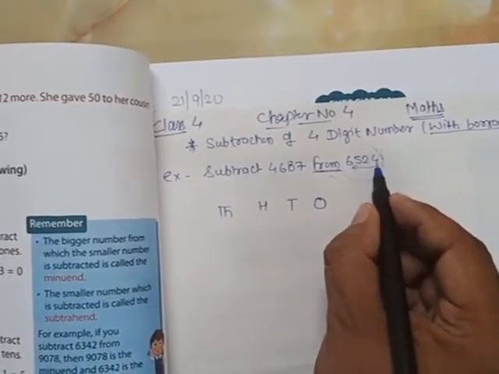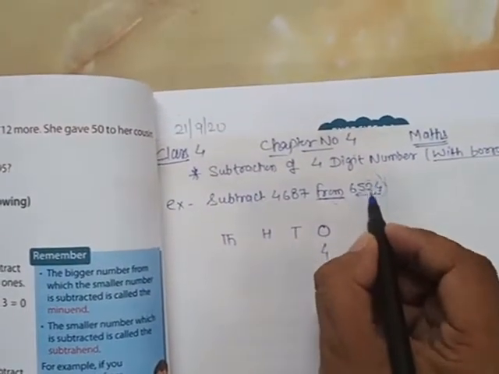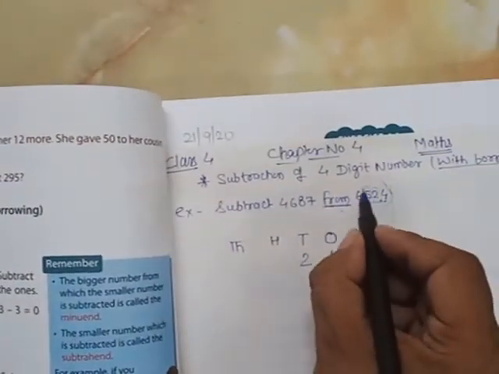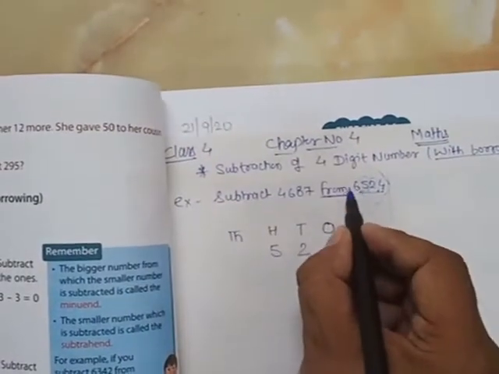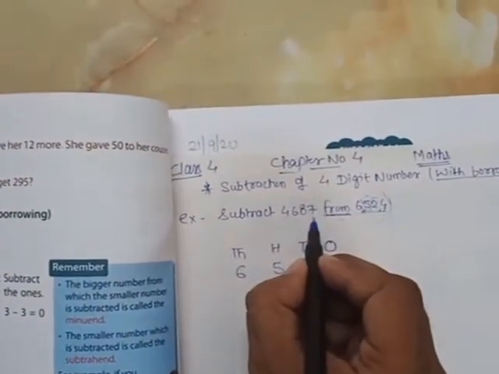What is the ones place? The ones place is 4. What is the tens place? Tens place is 2. What is the place of 5? The place of 5 is hundreds. What is the place of 6? The place of 6 is thousands.